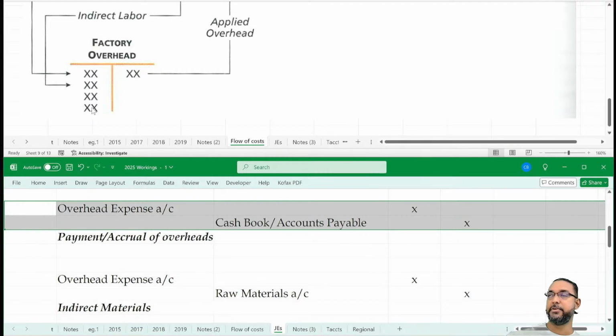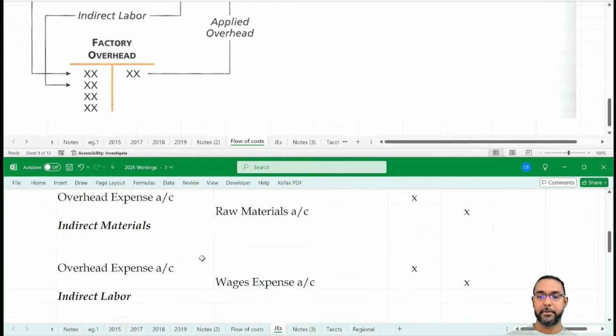Overheads that are neither materials nor labor. So we're talking about stuff like rent and rates, maybe insurance, maintenance, anything along those lines, right? Depreciation. Well, not depreciation because we don't pay depreciation, right? That's a whole different story. But you will debit overhead expense, but the credit will be to the provision for depreciation or the accumulated depreciation account.